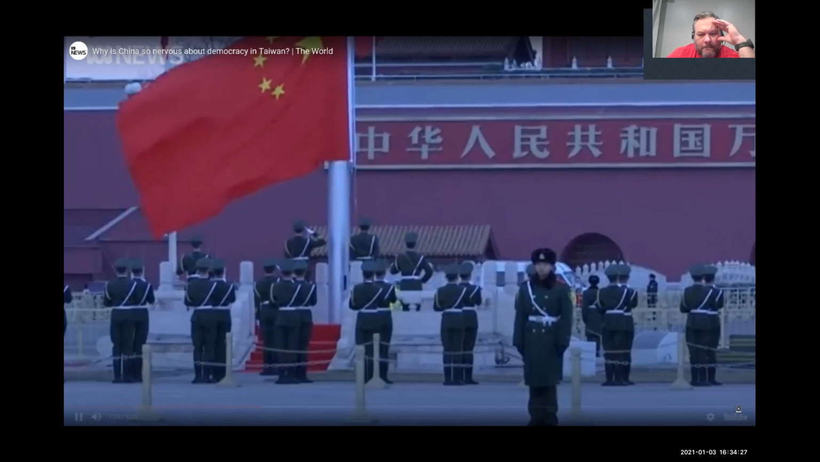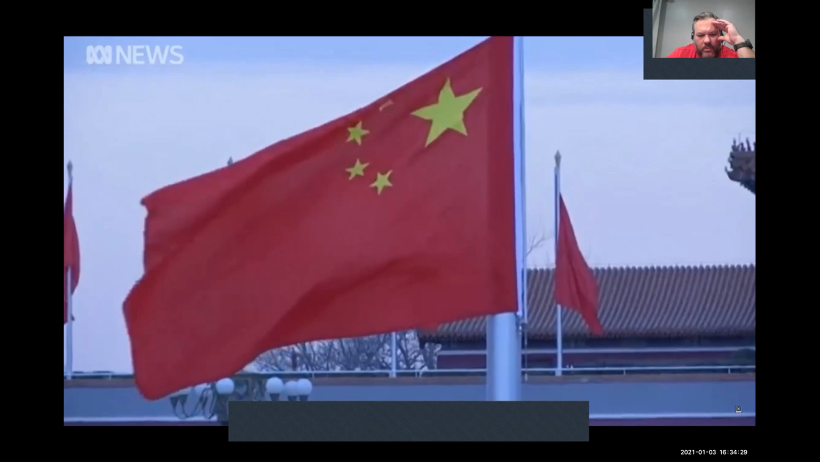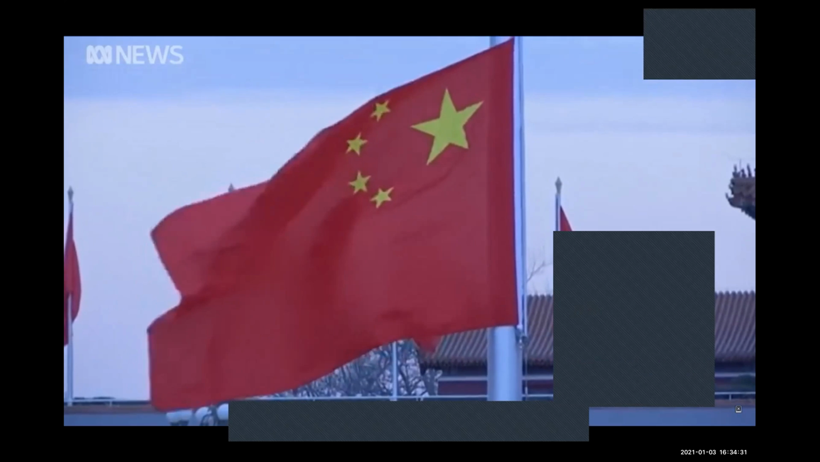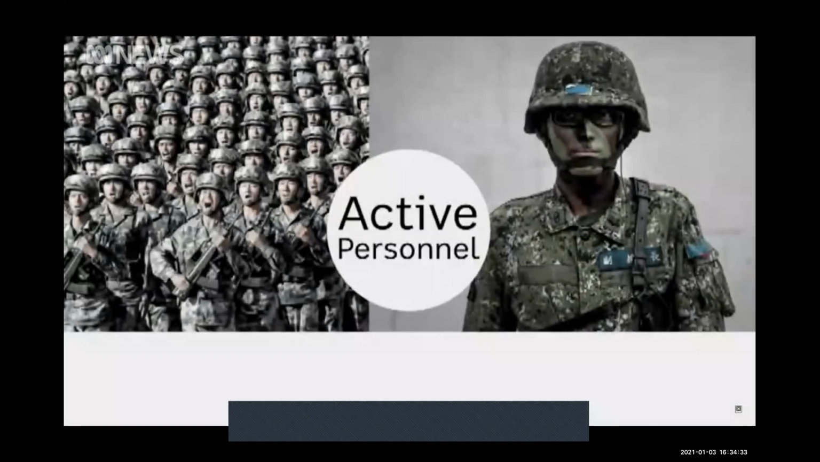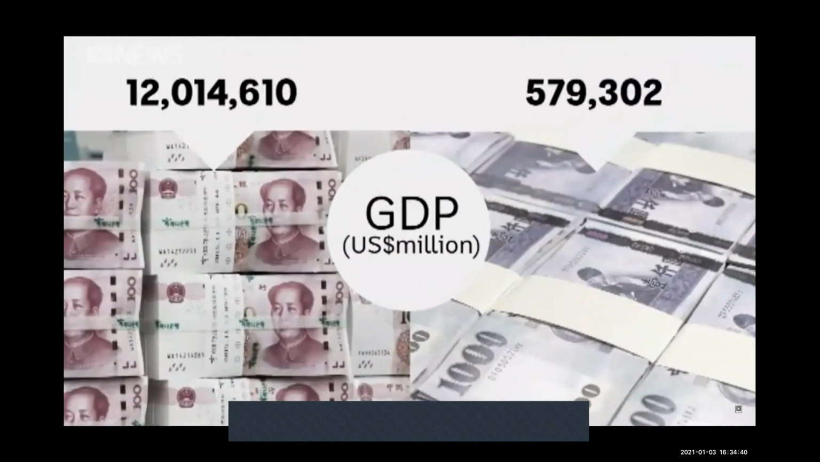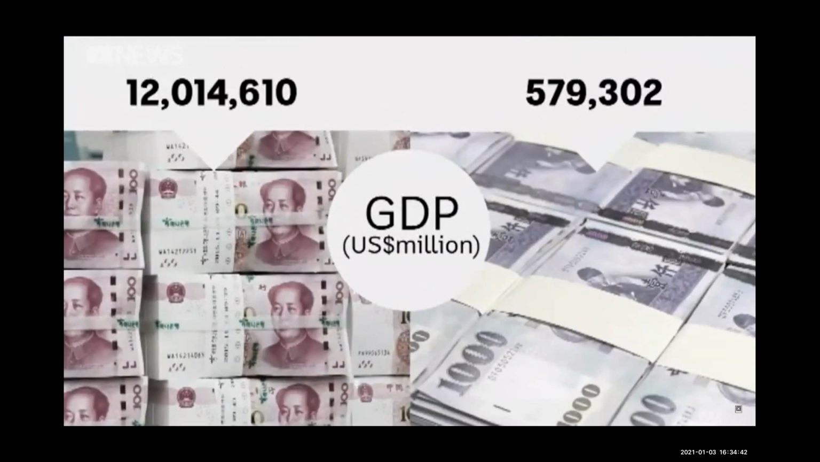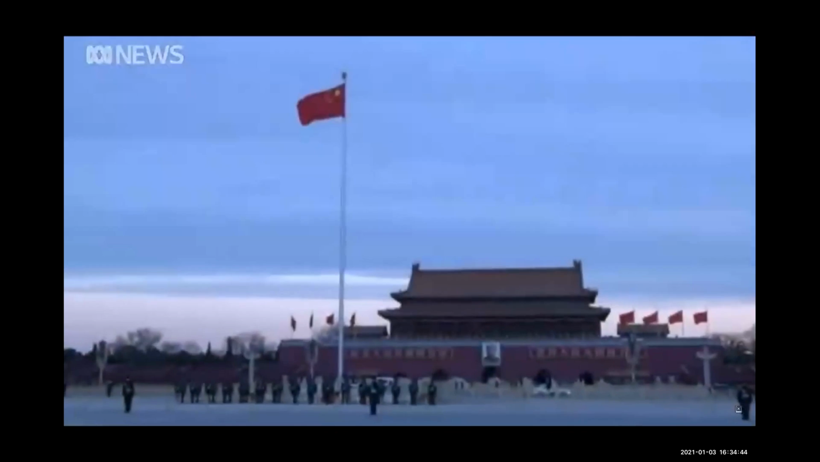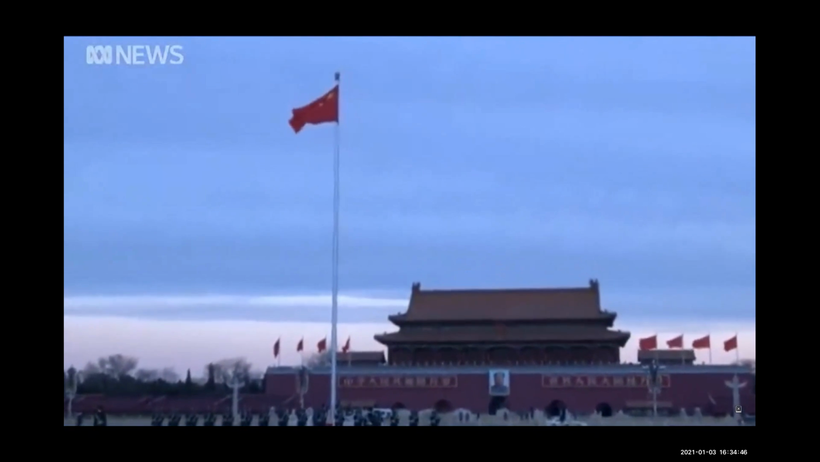So why is China so sensitive about this tiny little island? Taiwan's armed forces pales in comparison to Beijing's military might. And Taiwan's highly developed economy is still a mismatch against the world's second biggest. So the global superpower should have nothing to fear, right? Well, not so fast.